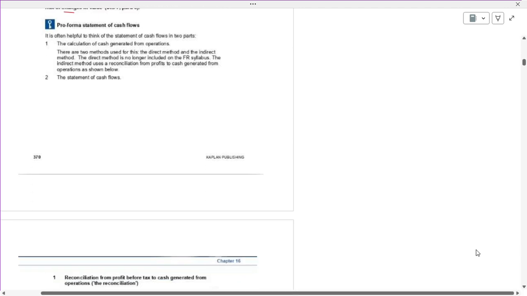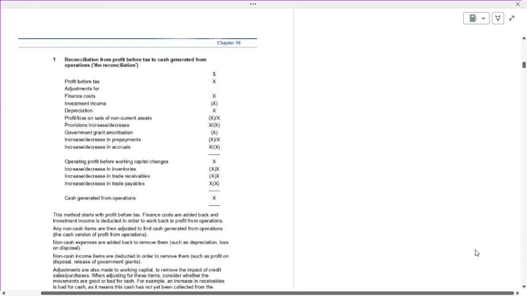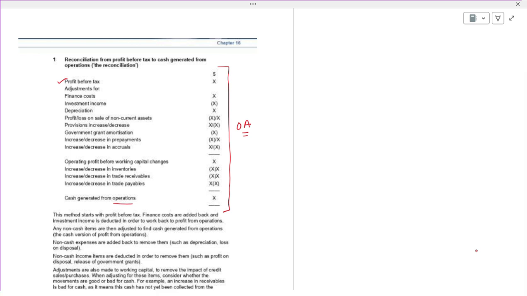Now, they have given you the two things. Keep it in mind. This is exclusively for the operations. If I am doing it, they will give you one question, and they will focus on operating activities. The format is important. First you start with profit before tax. Then you have finance cost, add. If it is not in brackets, it is to be added. If it is in brackets, it is minus.